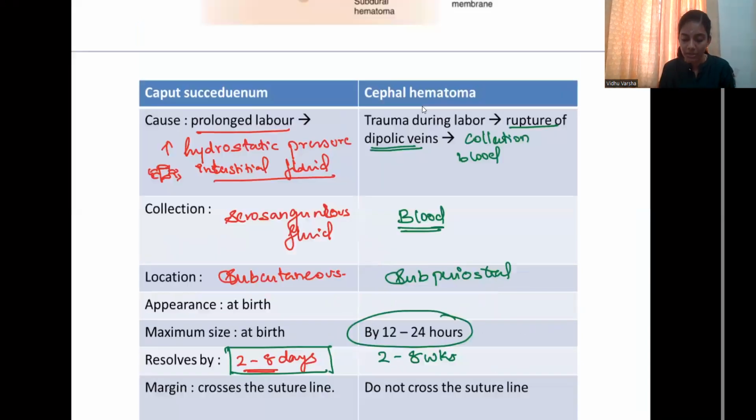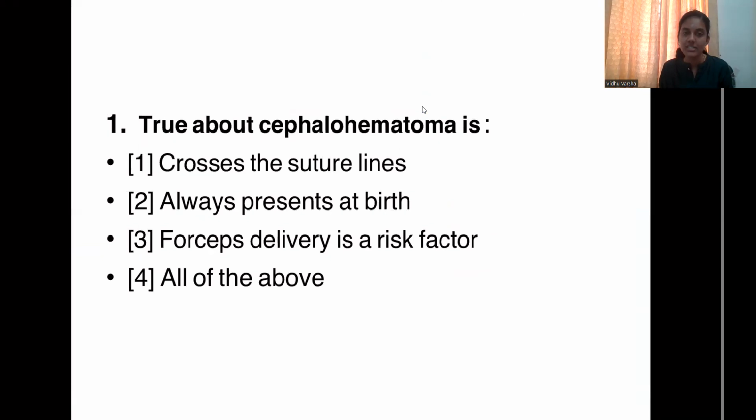Going back to our question once again, what is the answer here? True about septal hematoma: forceps delivery is a risk factor is the answer, because trauma during labor can occur because of forceps delivery also. So forceps delivery is a risk factor. Is septal hematoma always present at birth? No, it is not always present at birth.